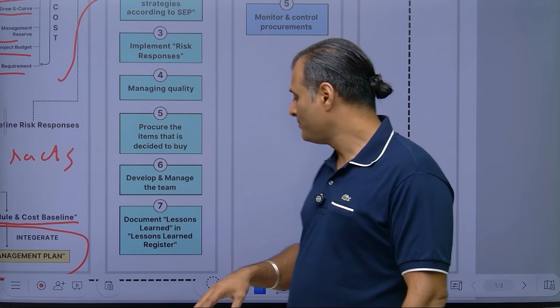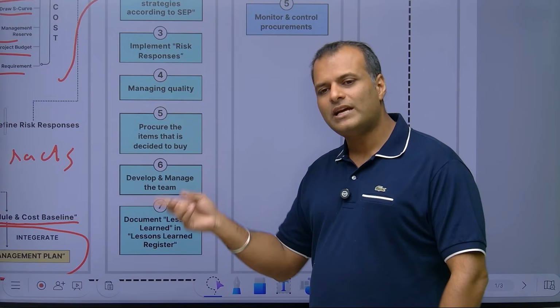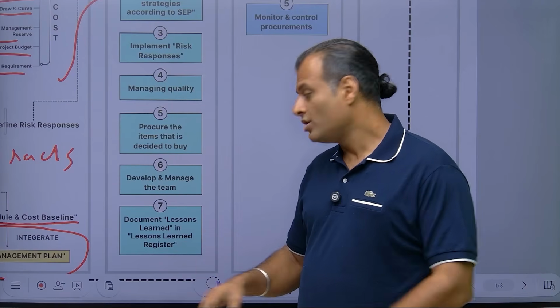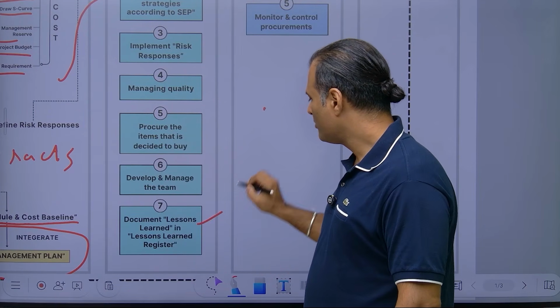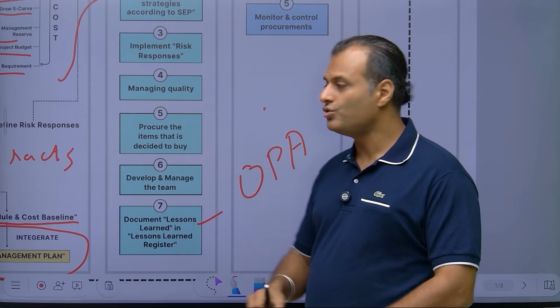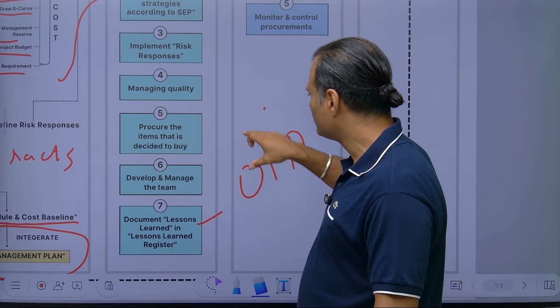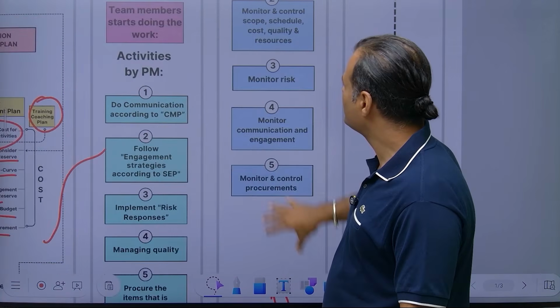Lessons learned is something you do throughout your project, throughout execution, and you update it. And this lessons learned register goes to your OPA, which is organizational process assets. So this goes to your OPA. Once everything looks good, then you will move towards monitoring and control.